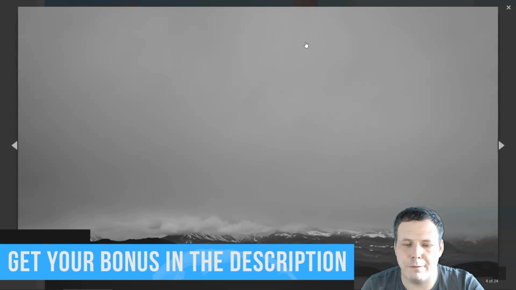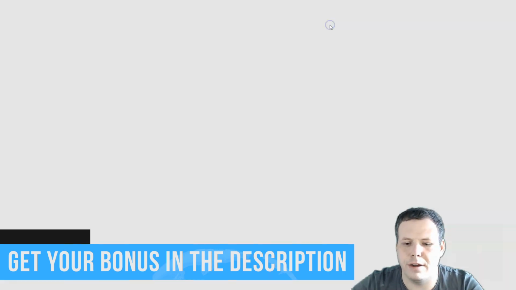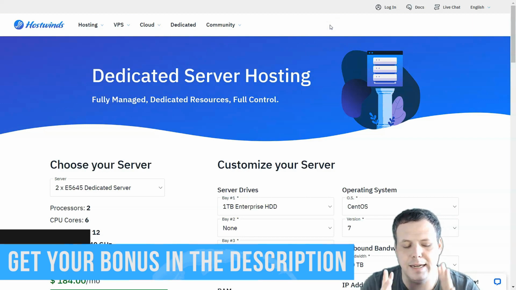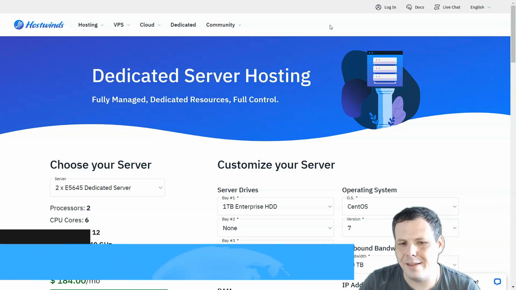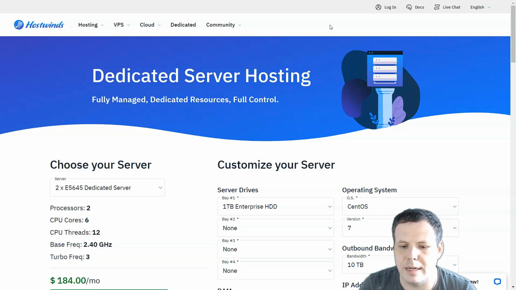Now, we're going to start with the first one that I have in mind, and it's HostWinds. HostWinds is very awesome. I think the biggest selling point for HostWinds is that the pros are that it has really high spec servers available for you, so it's really, really quick. They have competitive pricing as well and SSL security.